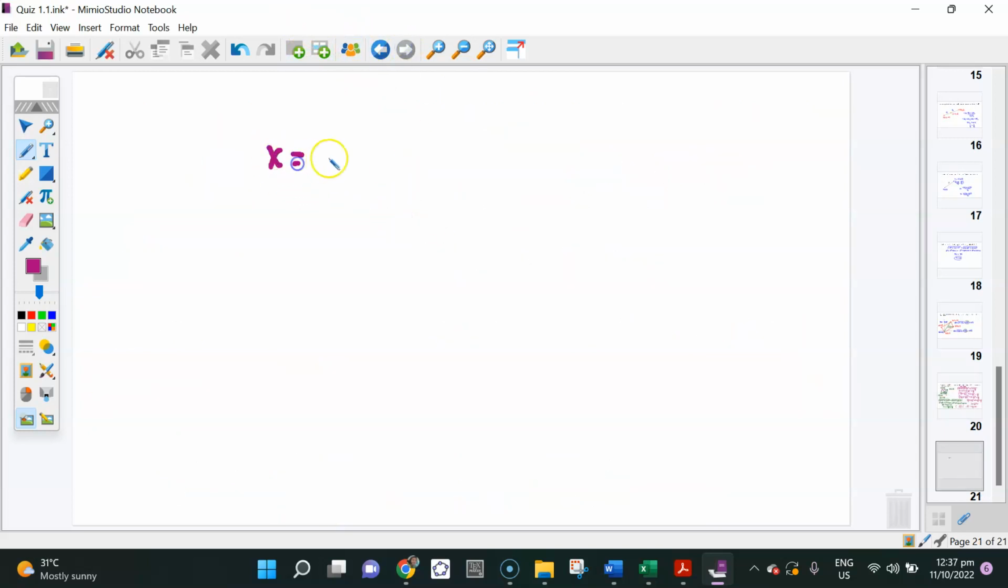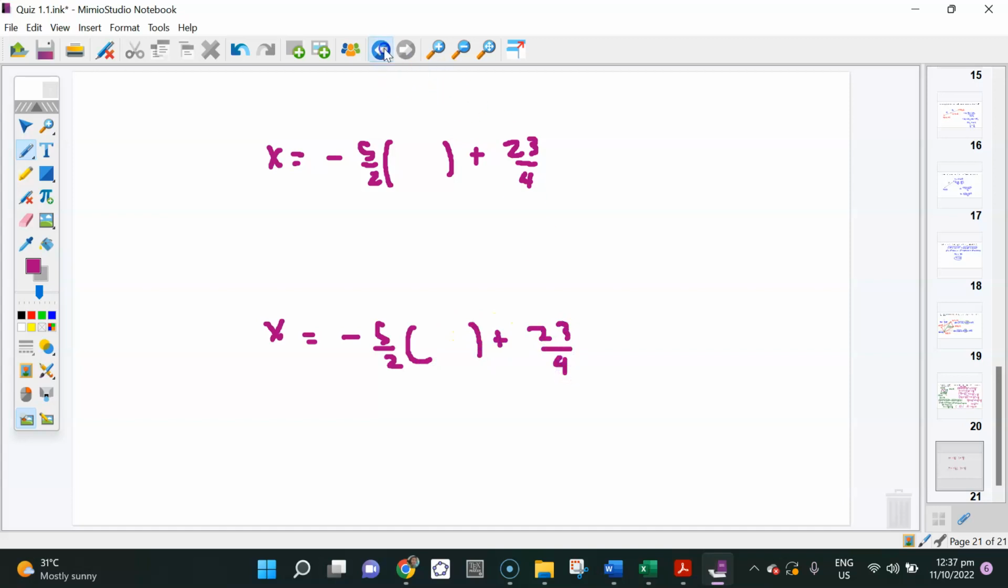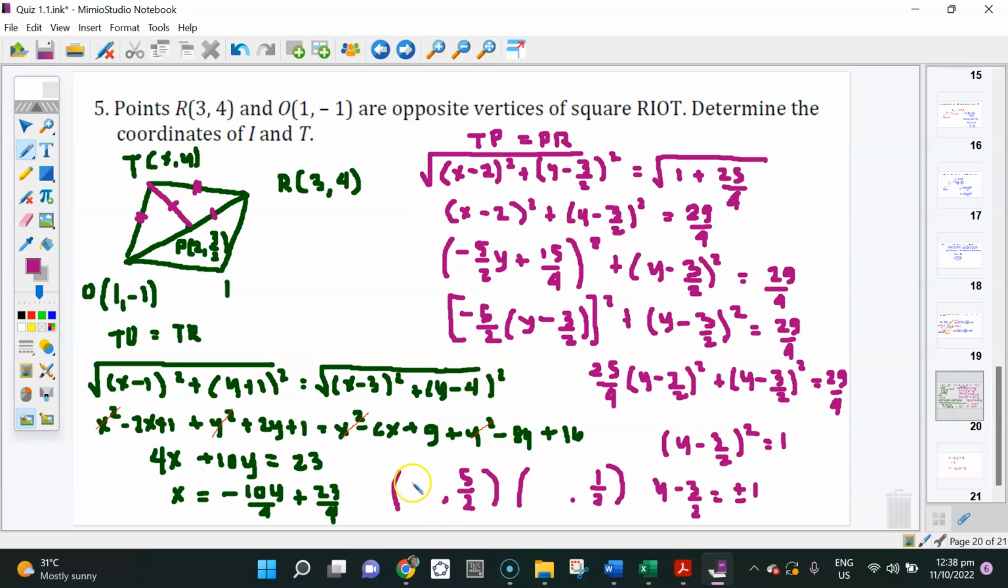So x is equal to negative 5 over 2 y plus 23 over 4. Since there are two values of y, which are 5 halves and 1 half, I'll put 5 halves here and 1 half here. So this is negative 25 over 4 plus 23 over 4, so that will be negative 2 over 4, or negative 1 half. Did you get it? So one coordinate is (negative 1 half, 5 halves).